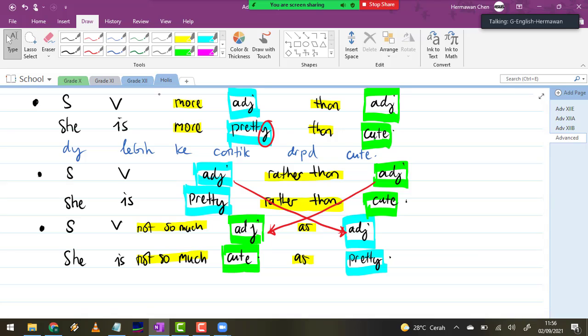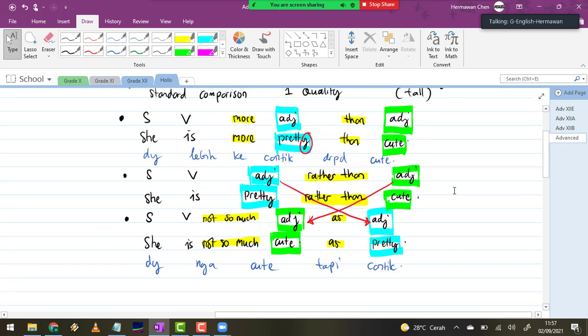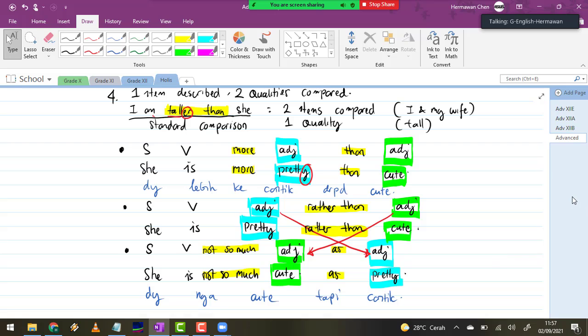What about the meaning? Before, the meaning becomes dia lebih cantik daripada cute. For this one, it means dia enggak cute, tapi cantik. Dia enggak cute, tapi cantik. That's the meaning. Okay, this is the last pattern. There are 3 patterns. Any question?